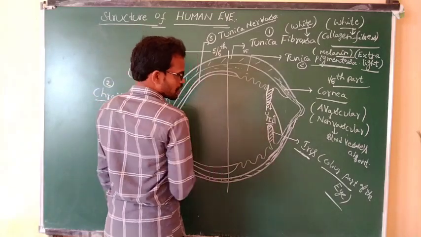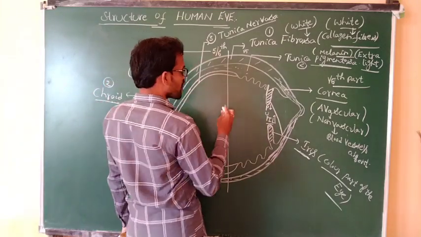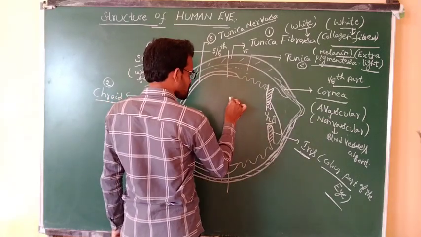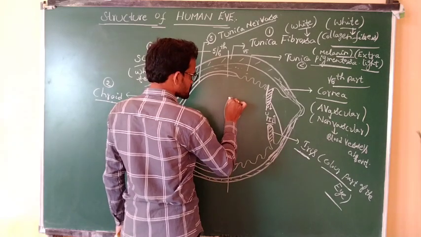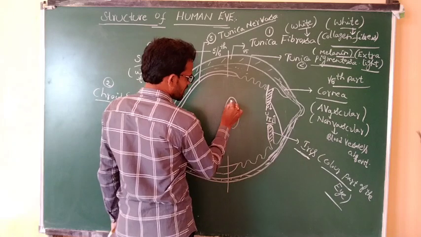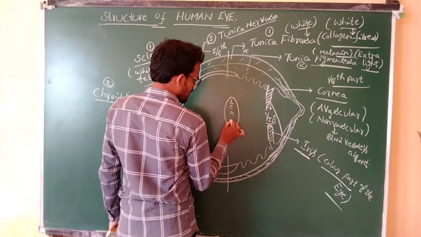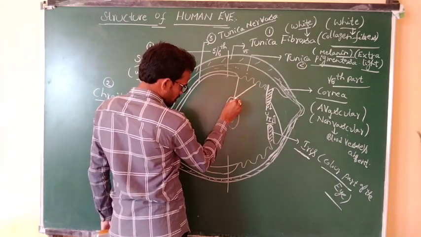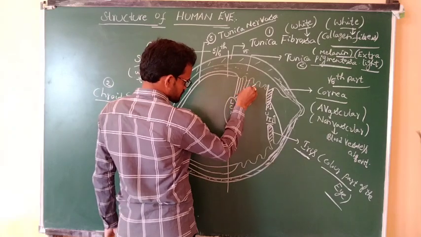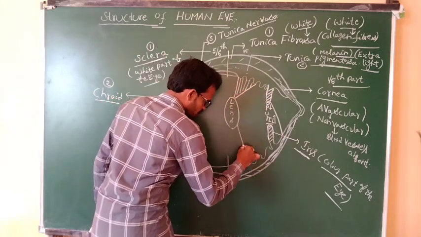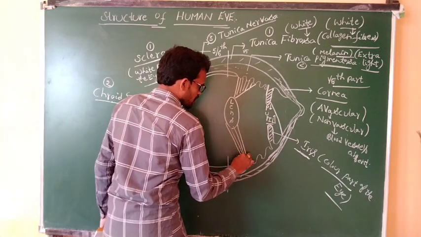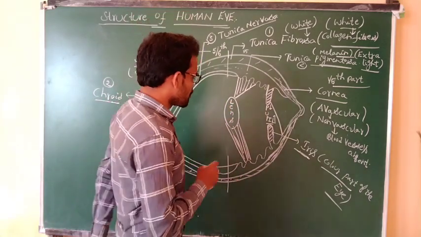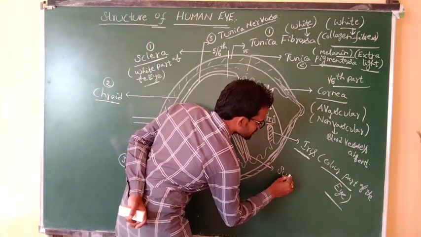If you observe the pupil, our eye consists of a lens. What is the name? Lens. See here, the lens. The lens is attached with the help of the suspensory ligament.